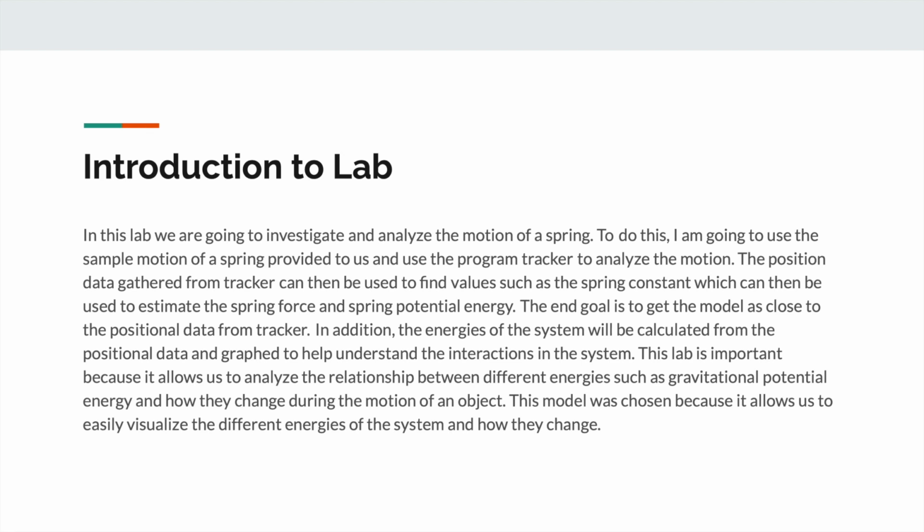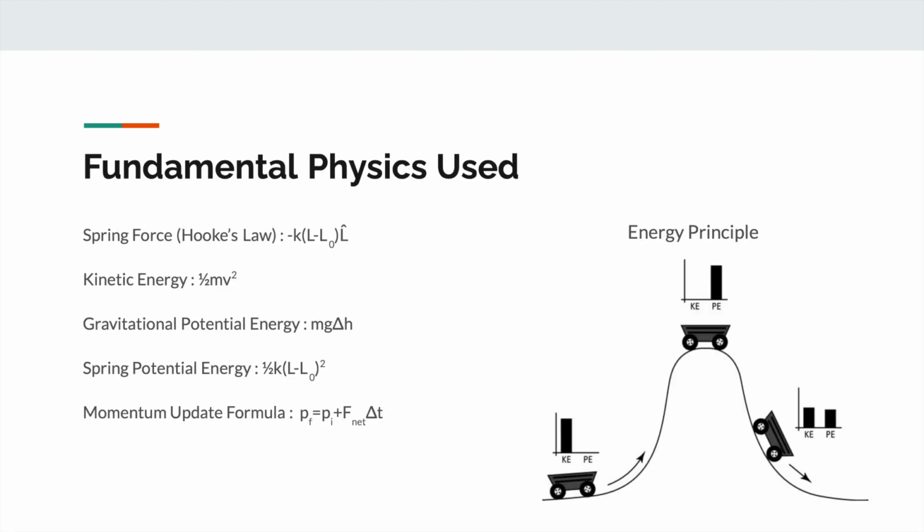In addition, the energies of the system will be calculated from the positional data and graphed to help understand the interactions in the system. This lab is important because it allows us to analyze the relationship between different energies, such as the gravitational potential energy, and how they change during the motion of an object. This model was chosen because it allows us to easily visualize the different energies of the system and how they change. So here's the fundamental physics used. We have Hooke's law, kinetic energy, gravitational potential energy, spring potential energy, the momentum update formula, and the energy principle.